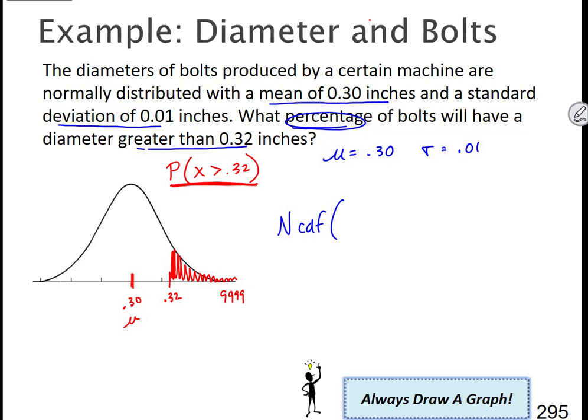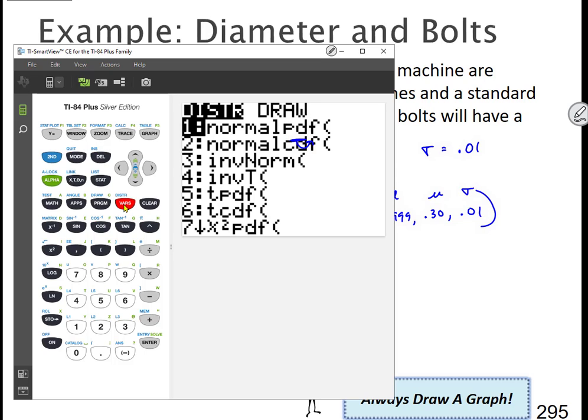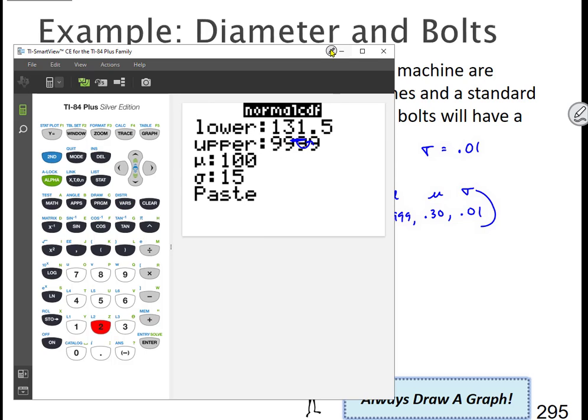So normal CDF, lower boundary again is on the left. Think about it as left and right, lower and upper. Upper boundary is the 9999. And then remember that your mu is 0.3 or 0.30 and sigma is 0.01. If you need to get this in your head, you might write lower, upper, mu, and sigma, although my upper looks a lot like my mu. And then we go to the calculator, normal CDF, second VARS, number 2. And we type those numbers in.